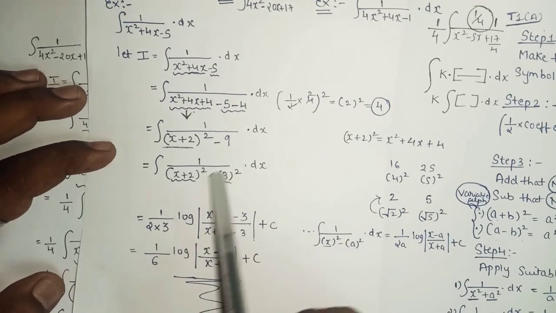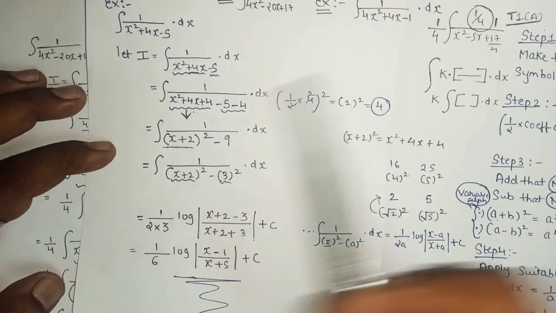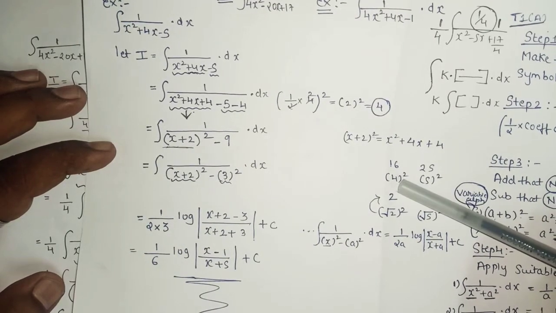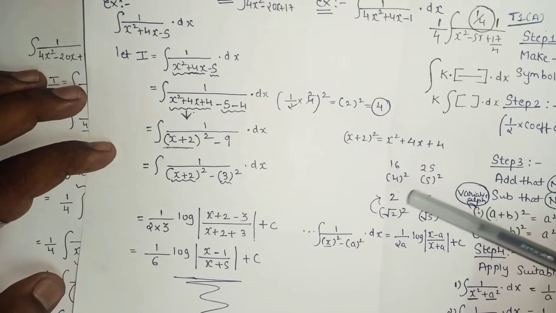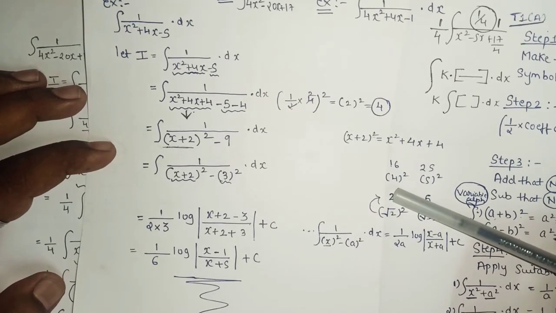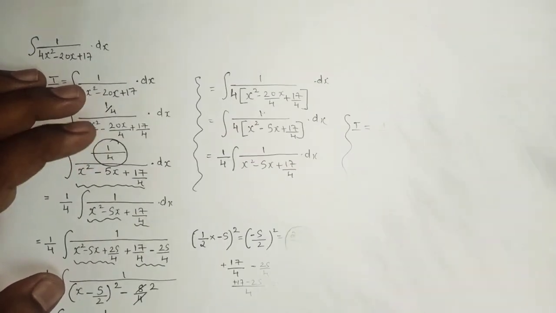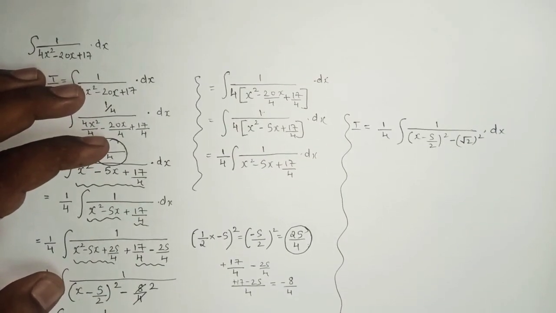So 9 can be written as 3 square. 3 square is what? 9. You will get the previous step only. Yes or no? 16 can be written as 4 square. 25 can be written as 5 square. Whenever it is 2, as we don't have any square root of 2, so 2 can be written as root 2 to the whole square in the next step. Okay, I hope you all understood this step.